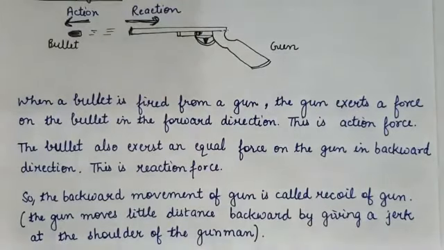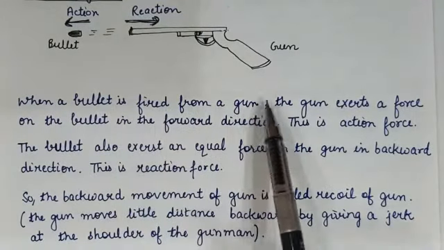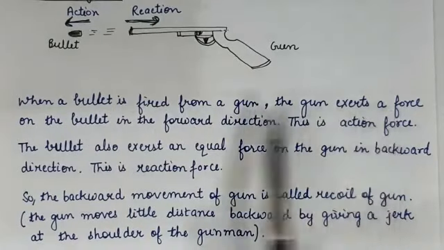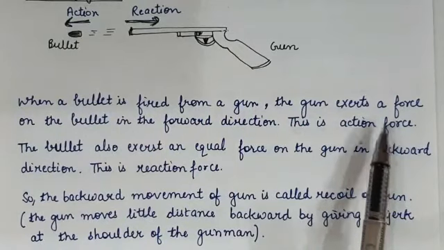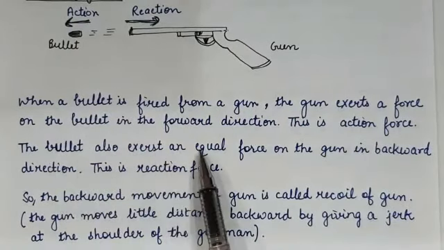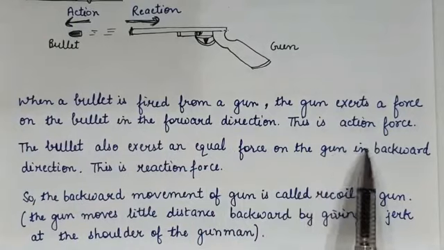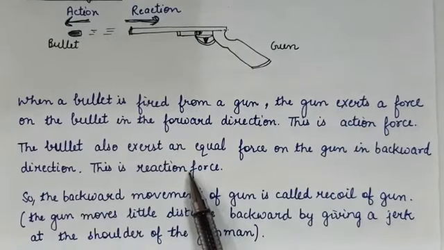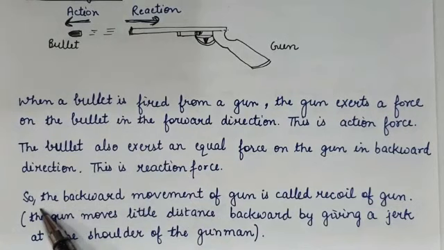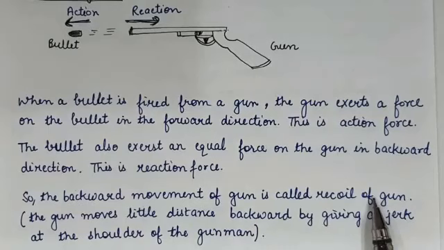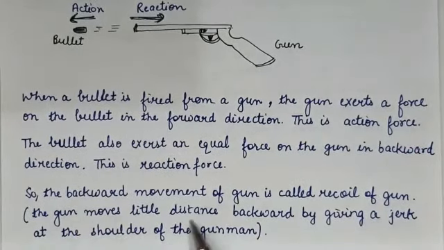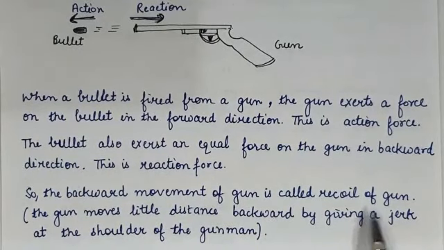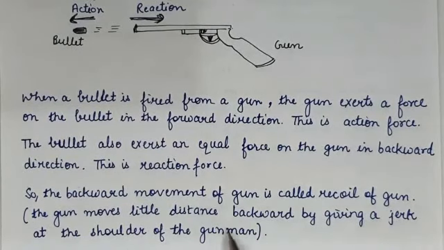So you can write down, when a bullet is fired from a gun, the gun exerts a force on the bullet in forward direction. This is action force. The bullet also exerts an equal amount of the force on the gun in backward direction. This is the reaction force. So, the backward movement of the gun is called recoiling of the gun. Means the gun moves a little distance backward by giving a sudden jerk at the shoulder of the gunman.